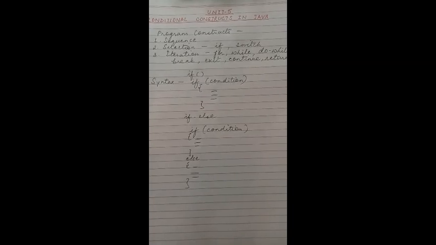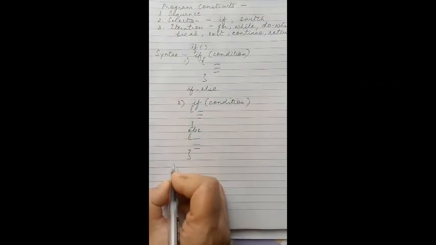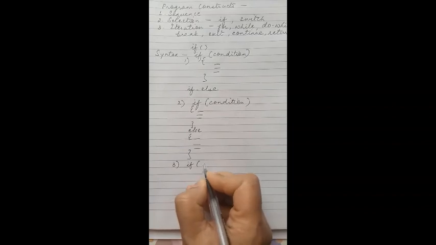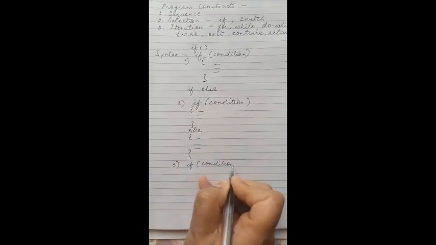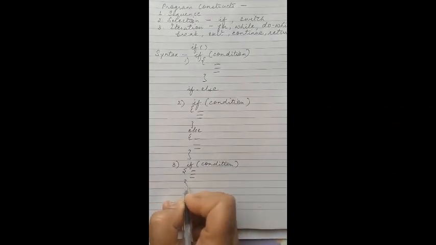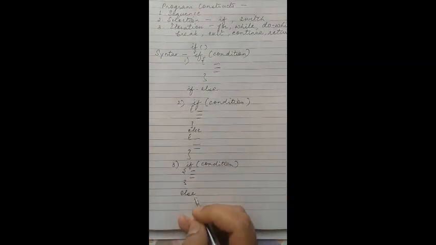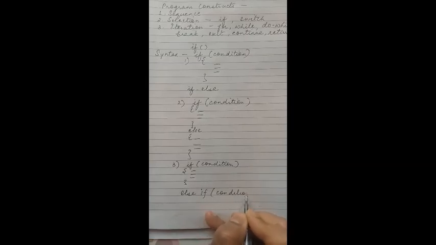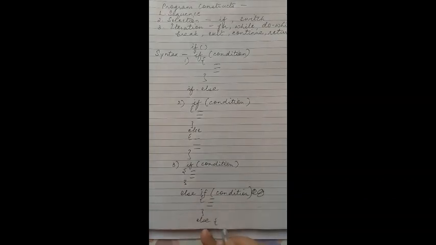Now there can be nested if also and if else if also. So this is the first time how it is used. This is the second time how it is used. In the third time it is written like this: if condition, then these statements are followed if this condition is true, else if condition, then these statements are followed, else these statements are followed. So there are two conditions. This is called as if else if ladder.